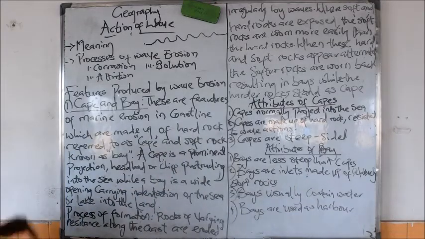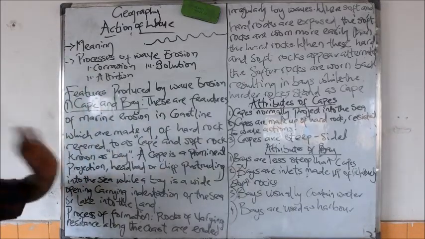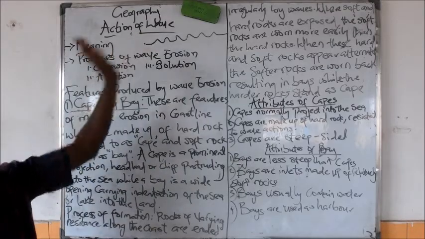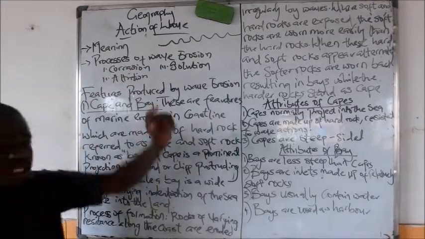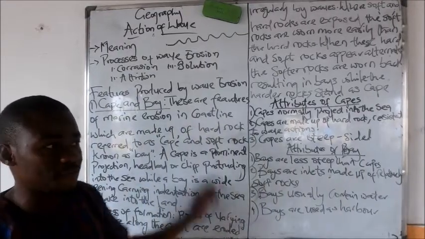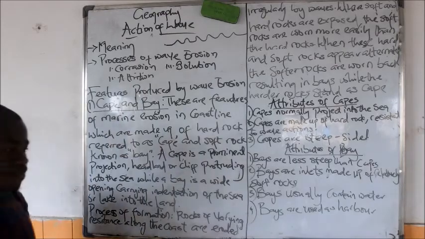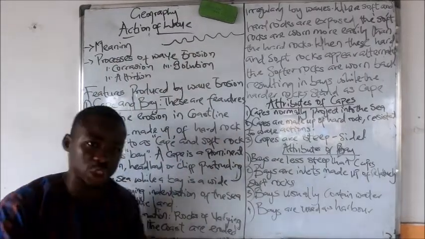Now, there are three processes of erosion. Three processes of what? Of erosion when wave is in action. We said the first one is corrasion, the second one is attrition, and the next one is solution. Now, the first one is corrasion. What do we mean by corrasion? What we mean by corrasion is that, let's say the body of water wave is in action.